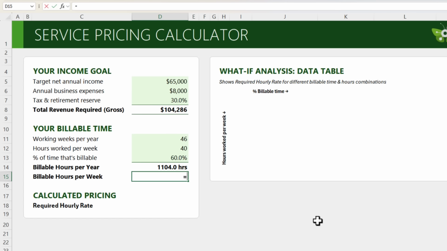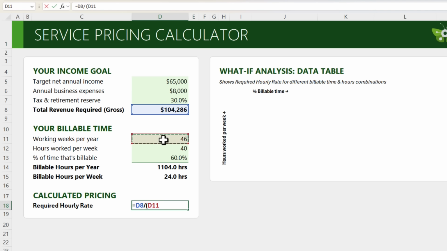Now we can also convert this into a weekly amount by taking the hours divided by the working weeks per year, and we get 24 hours per week. Now we're ready to calculate our hourly rate required to meet the above goals, and it's simply the total revenue required divided by the billable hours per year. But I'm going to calculate it by taking the working weeks multiplied by the working hours multiplied by the billable percentage, because this is going to help me later. And we get 94.46. But this number is only as useful as the assumptions behind it.